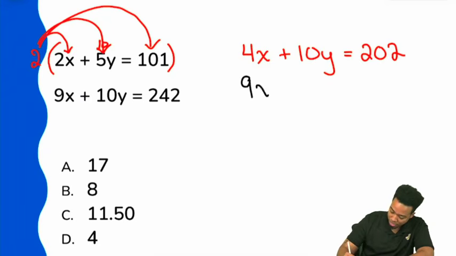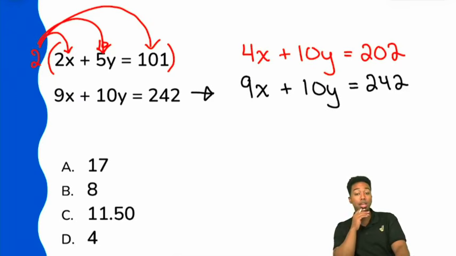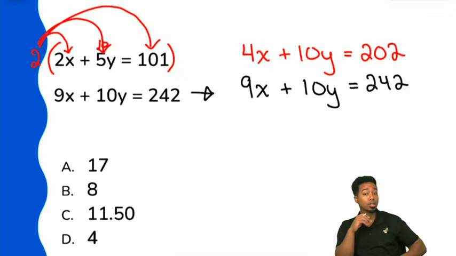We have the 9x plus 10y equals 242. Look at that. Everybody, do we have the same number in front of one of the letters now? We absolutely do.